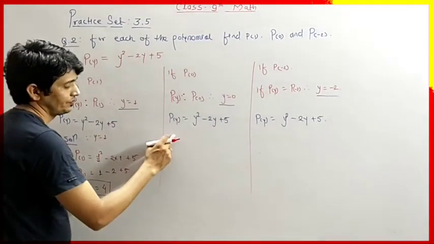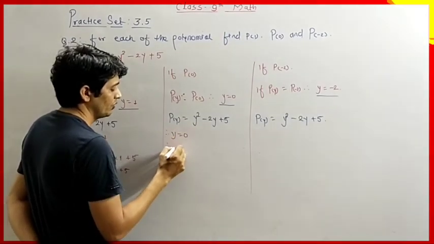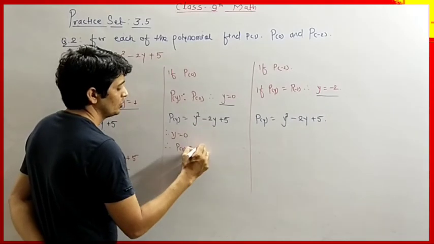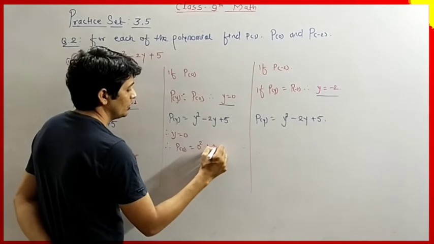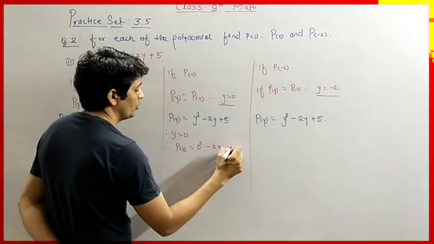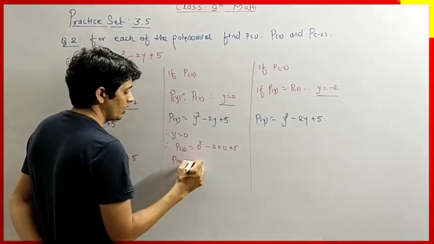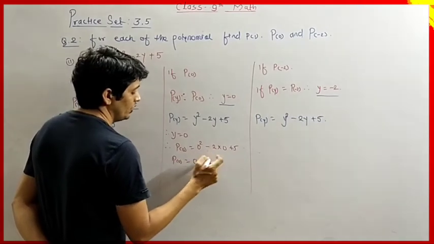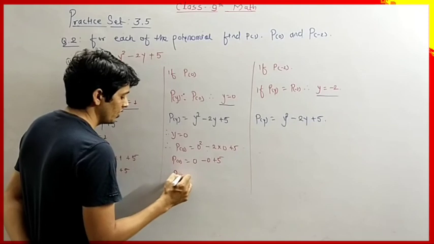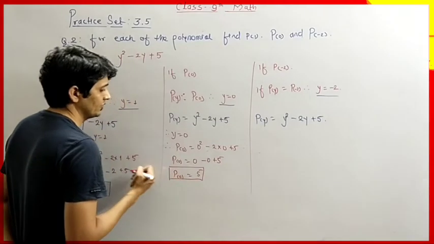So this is our first answer. Now here, since y equals 0, P0 becomes 0 square minus 2 into 0 plus 5. So P0 equals square of 0 is 0, minus 2 into 0 is 0, plus 5. So P0 equals 5.